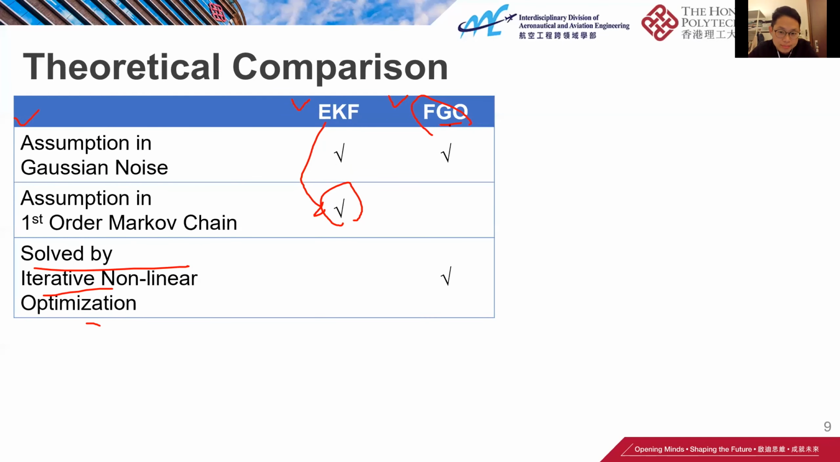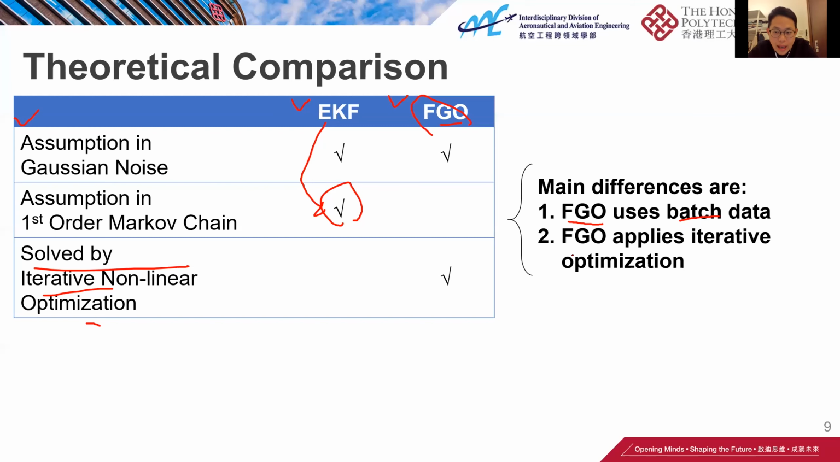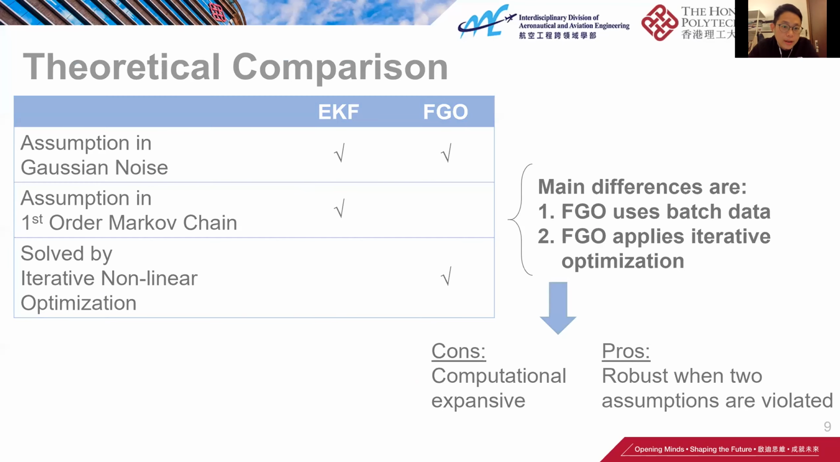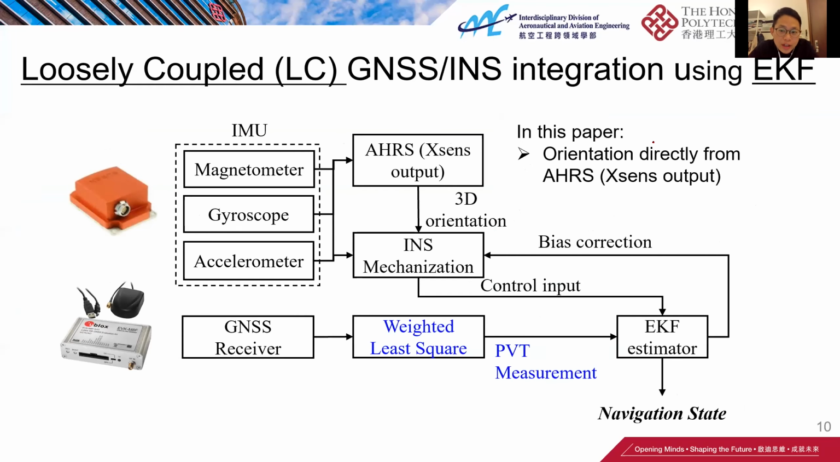So the main differences, we conclude: FGO uses batch data, and FGO applies iterative optimization. Those are the two different points. Quickly looking at this, the con is that the computation is going to be expensive. There is a lot of data, and the process is pretty robust when the two assumptions are violated. All right, so let's look at our implementation.